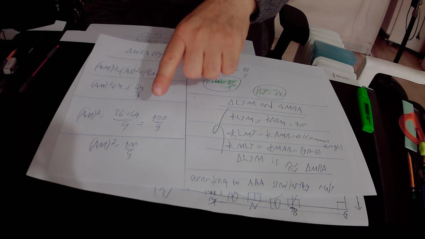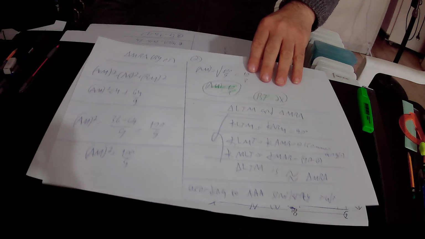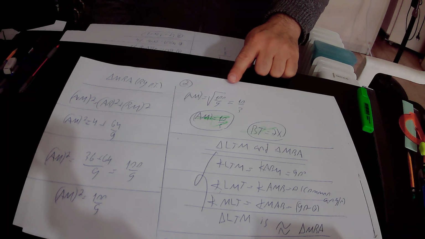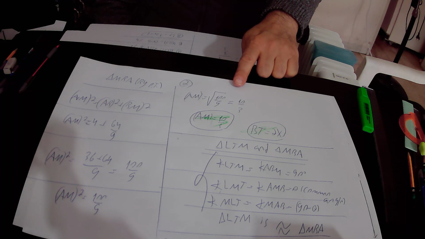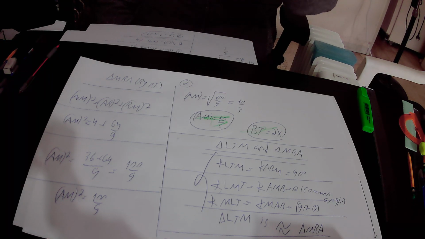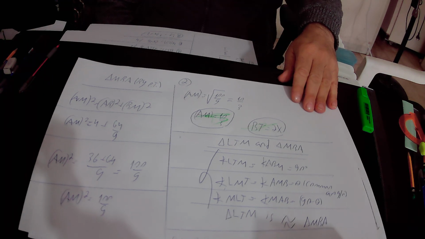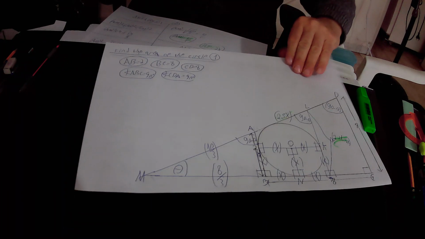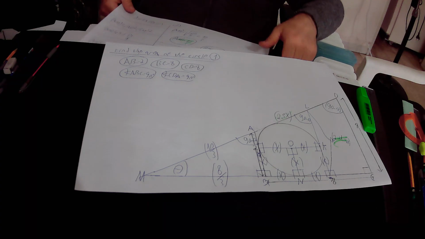So in conclusion we found out that AM squared equals 100 over 9. Here we took a root of this equation and finally found out that AM equals the square root of 100 over 9. The square root of 100 over 9 is the square root of 100, that is 10, over the square root of 9, that is 3. So in conclusion we found out that the length of the hypotenuse AM is equal to 10 over 3 units. Here the hypotenuse AM equals 10 over 3 units in its length.